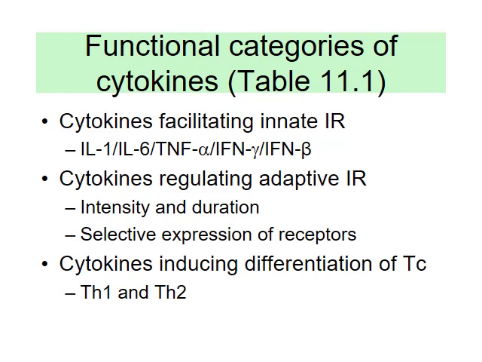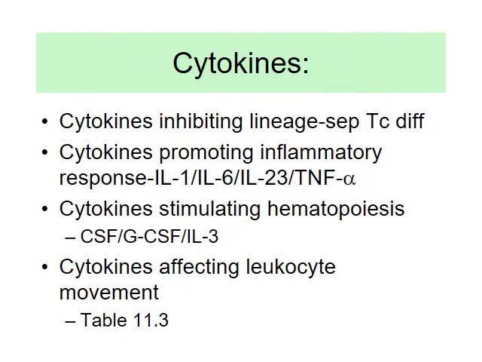So we can categorize them according to their function as well. And some of the other effects of cytokines, apart from promoting inflammation, is that some of the cytokines can inhibit the lineage-specific T-cell differentiation. For example, IL-4, IL-10, IL-12. So if you give them to a dendritic cell, you can pretty much determine whether you are going to get Th1 or Th2. So you can treat the problem at a higher level.